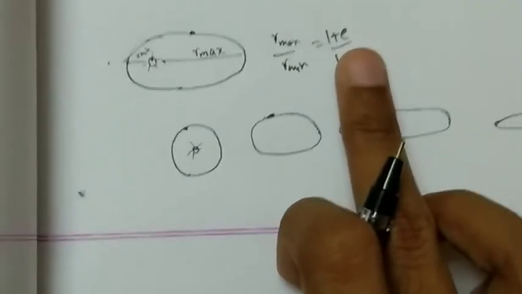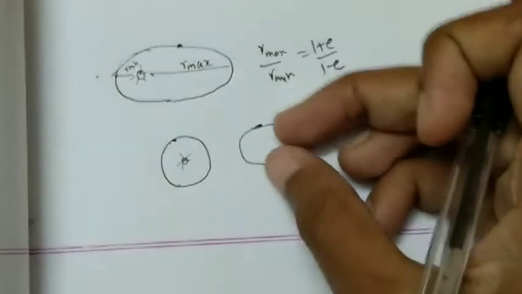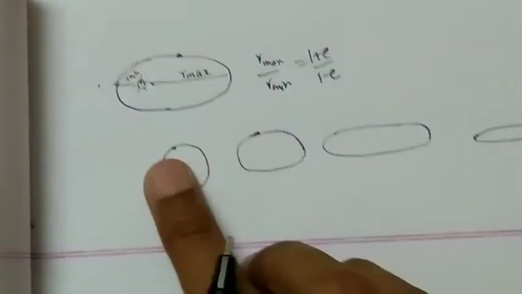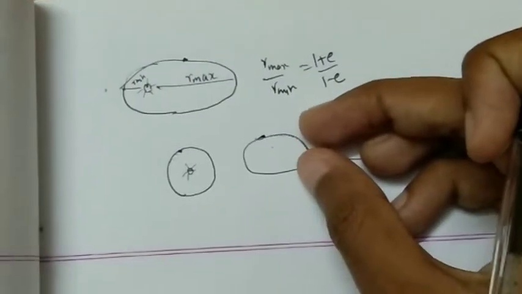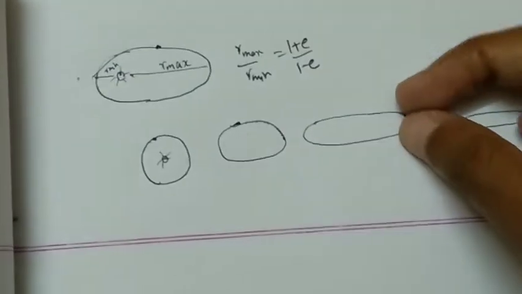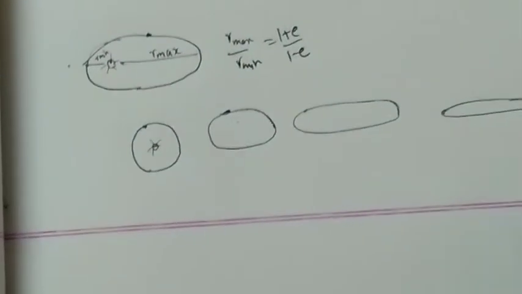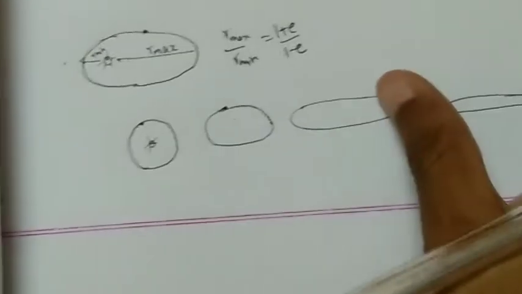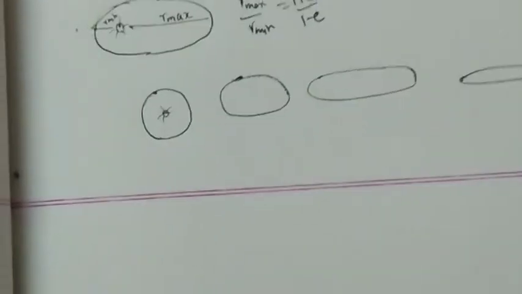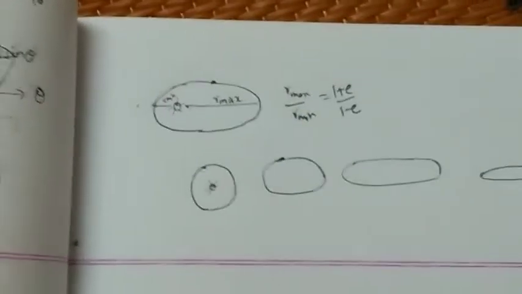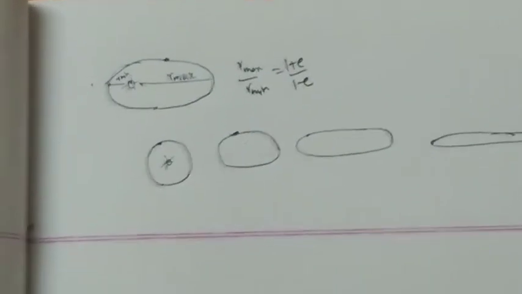So this term, eccentricity, says how much this ellipse is getting deformed from the circular shape. So here it is getting least deformed. Here it is getting still more deformed from the circular shape, and here it is getting still more deformed from the circular shape. So that is what we get from the term eccentricity.